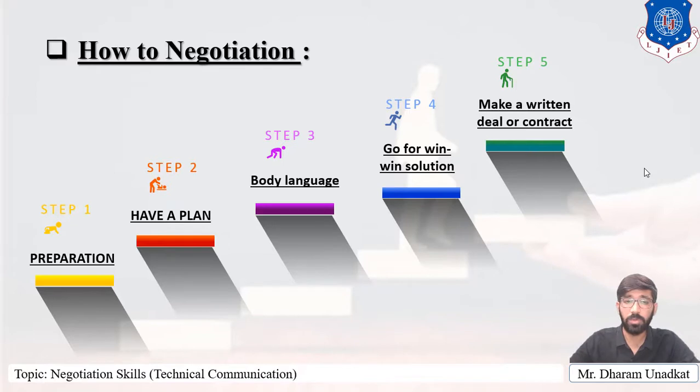Fourth step is go for a win-win solution. Always try to go for the win-win solution, where both the parties are happy with the deal. As we have discussed, don't take the negotiation personally. You have to negotiate objectively. When a collaborative negotiation happens, there is always a win-win solution. If one of the parties is very competitive, it might happen that the other party will quickly lose interest in the deal.